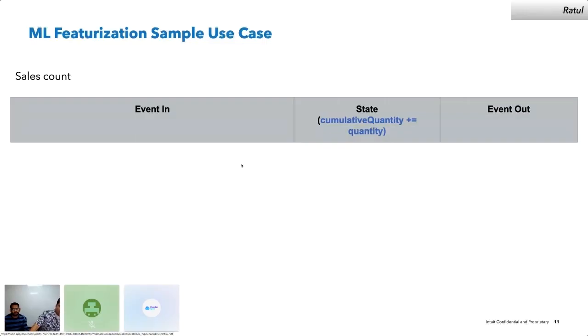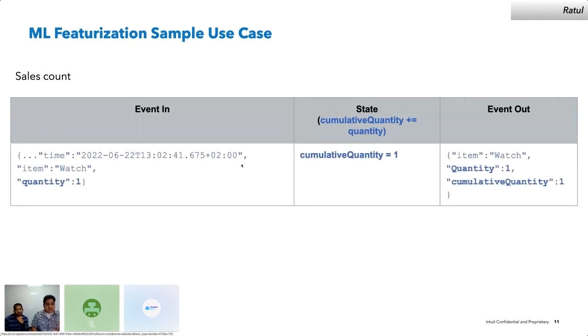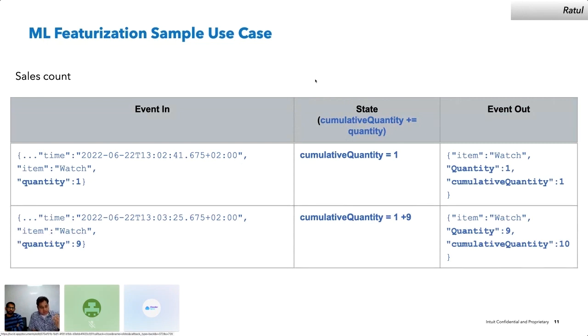Now, just to deep dive, what is the state? Say you have a sales count feature. On the left-hand side, we are getting the detailed record, the transaction, let's say an Apple Watch sold, quantity equal to one. And the output we want is the cumulative quantity by item. So we have to keep an accumulator for the cumulative quantity, which is the middle column, the state. For the first record, the cumulative quantity equals one. If you receive a second record where the transaction quantity equals 9, then the state has to update to 1 plus 9 equals 10, right?